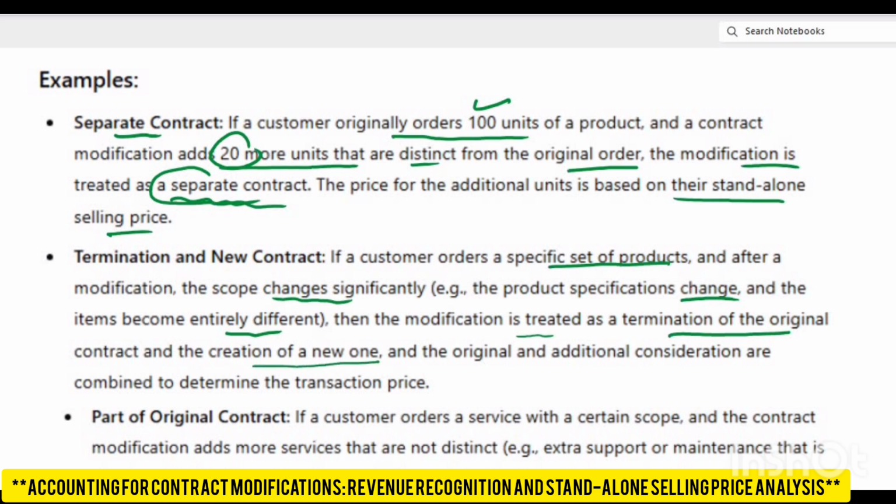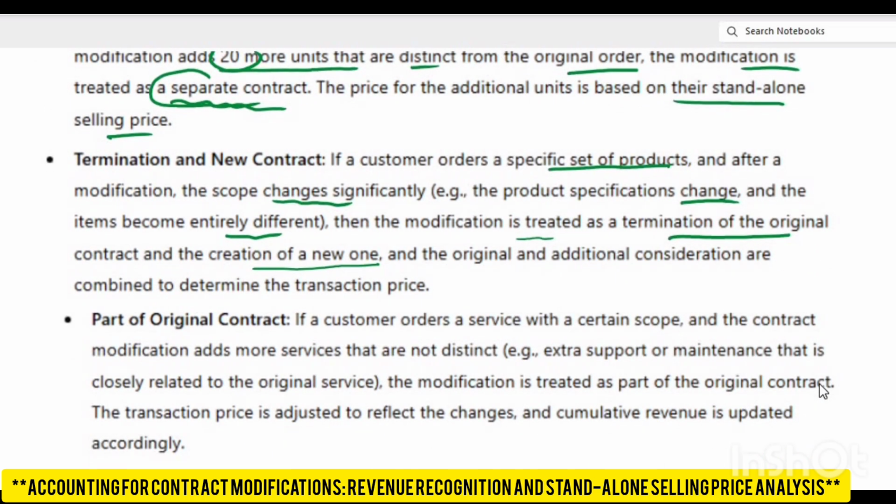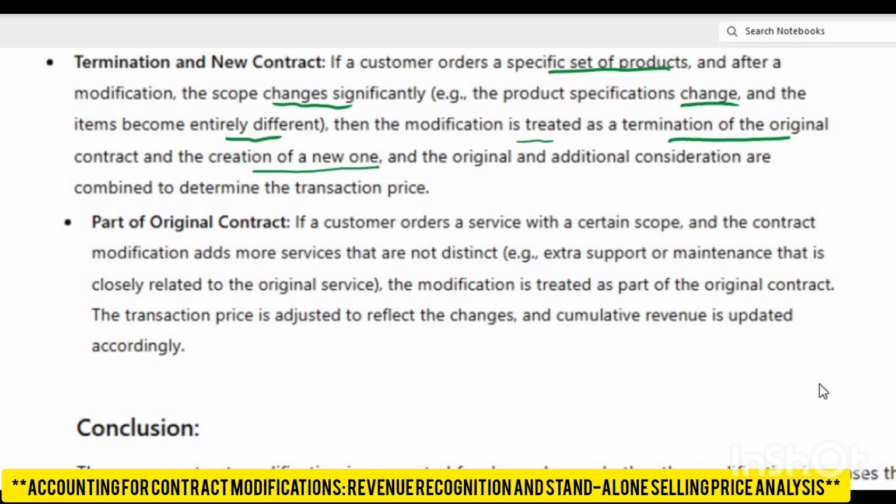Okay, because the goods or services you are receiving after modification are distinct, you will treat it as a termination of the original contract and the creation of a new contract, and for that you have to calculate the new transaction price. Now if the customer orders services of a certain scope and a contractual modification adds more services that are not distinct.